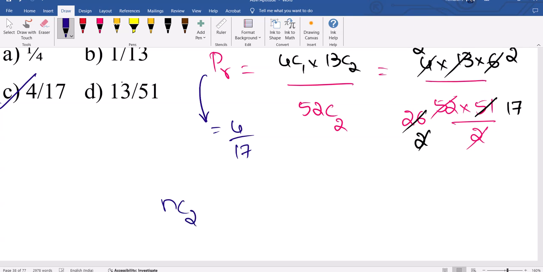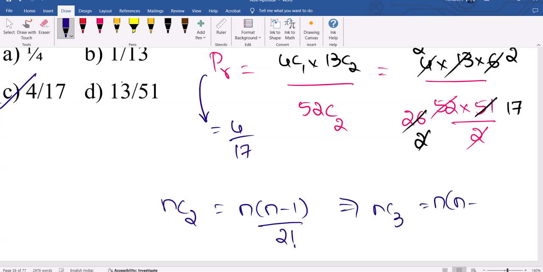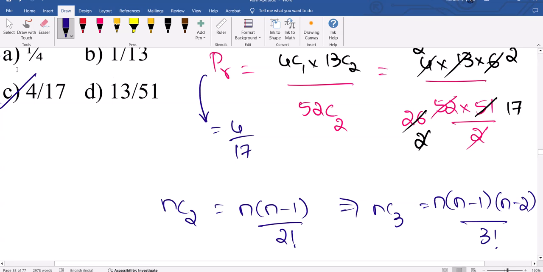What is NC3, dear? NC3, 2 factorial in fact actually. NC3, write numerator 3 terms divided by 3 factorial. NC1 is nothing but n, 1 term divided by 1 factorial. Likewise, you can understand.